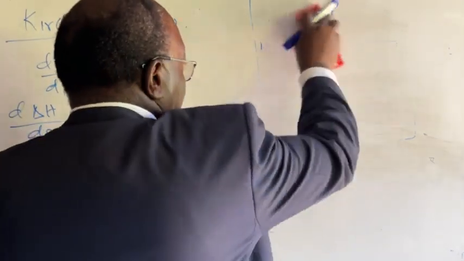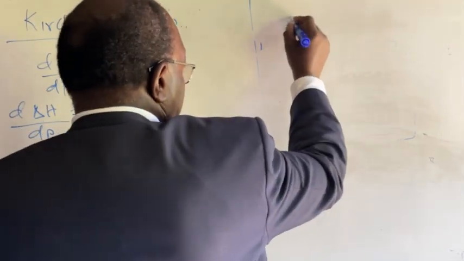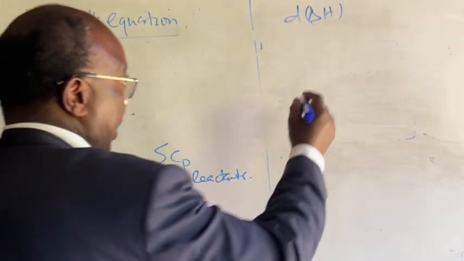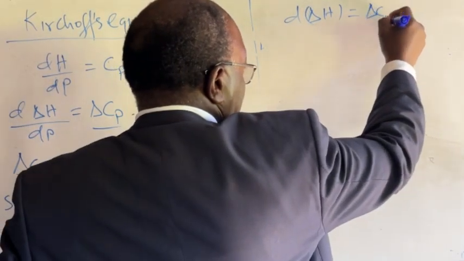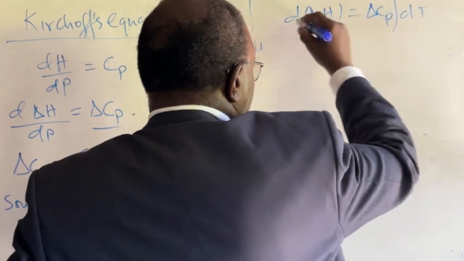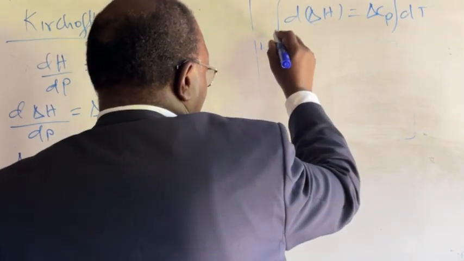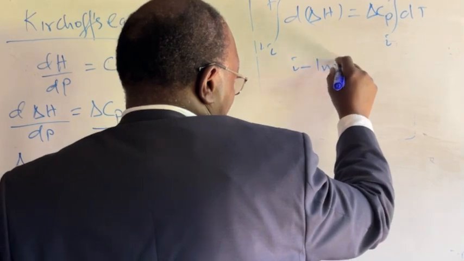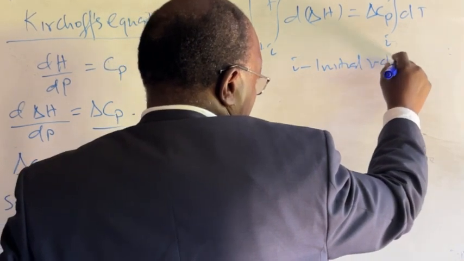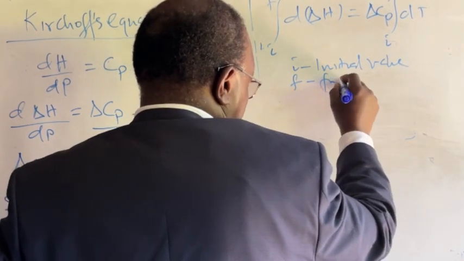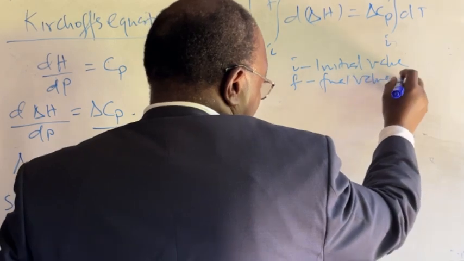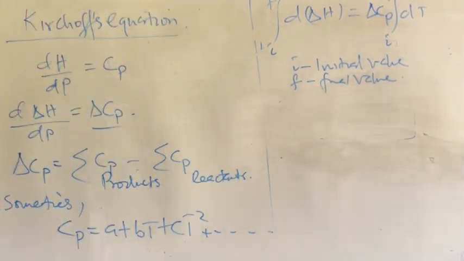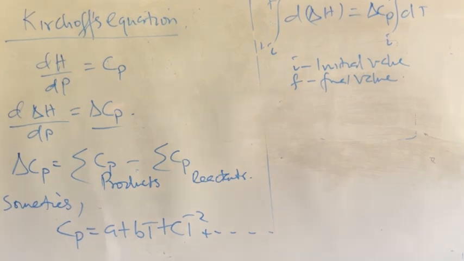if we integrate this particular quantity, so we have d delta H as being equal to delta Cp dT. Integrate from some initial value to some final value, where i is an initial value, and f is a final value. Remember, in the early lectures, we said that if you don't put those limits, then you have to put in the integration constant in whatever you get.